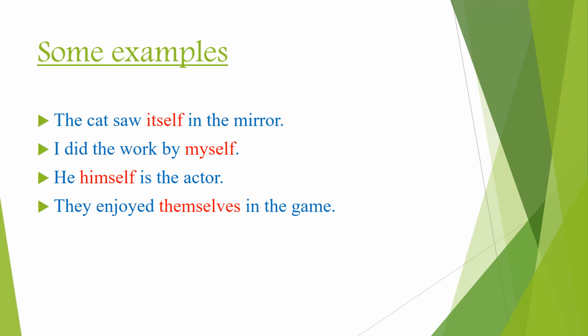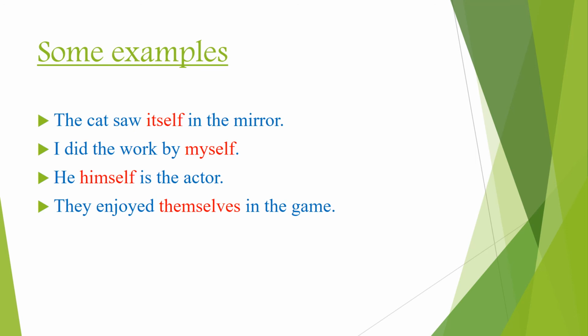So the cat is the doer of the action, as well as the receiver of the action, because the cat can see itself in the mirror. No one else is seeing. The cat itself is seeing itself in the mirror. So the cat saw itself in the mirror. Itself is a reflexive pronoun, and it is a third person reflexive singular pronoun.